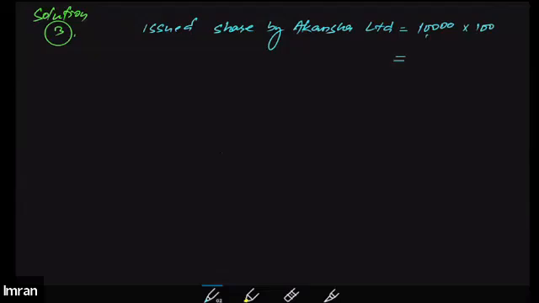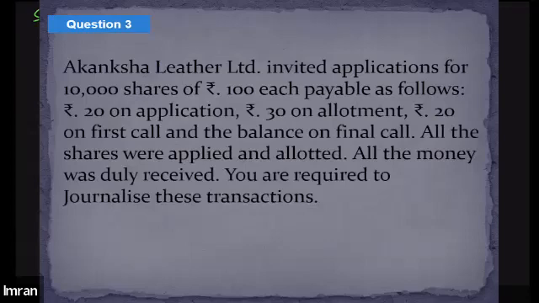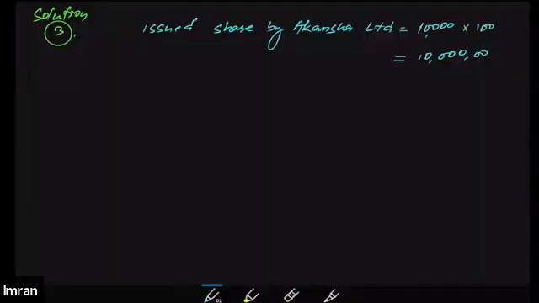That means the company wanted to raise a total fund of how much? Tell me. 10 lakhs. Yes, 10 lakhs. Okay. Now, the question further says that the amount the company will be receiving will be on installment basis. The face value of each share is 100 rupees. The company has decided to receive this amount as rupees 20 on application, 30 on allotment, 20 on first call, and the remaining on the final call. Right. So this is how we will be representing this.